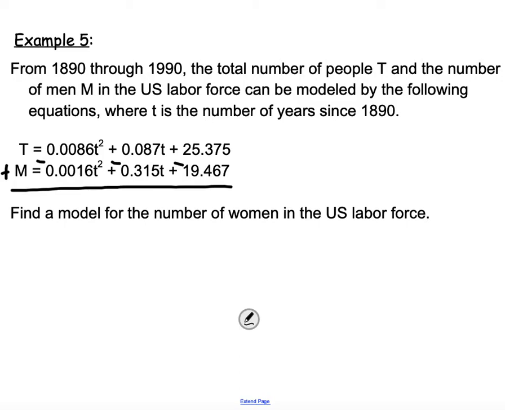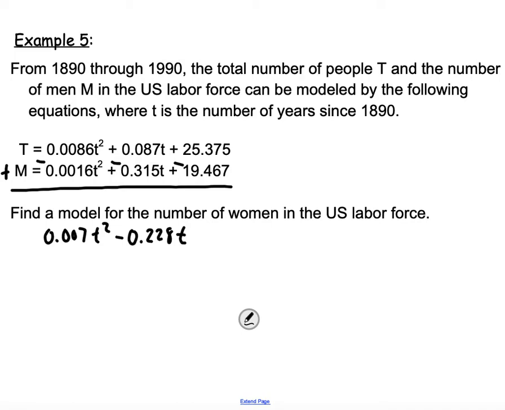So on my calculator there, I'm going to go 0.0086 minus 0.0016. And when I do that, I get 0.007, and then I'm going to write down the t squared. All right, next one there, I'm going to do 0.087 minus 0.315. And when I do that, I get 0.228, and I'm going to write down the t.